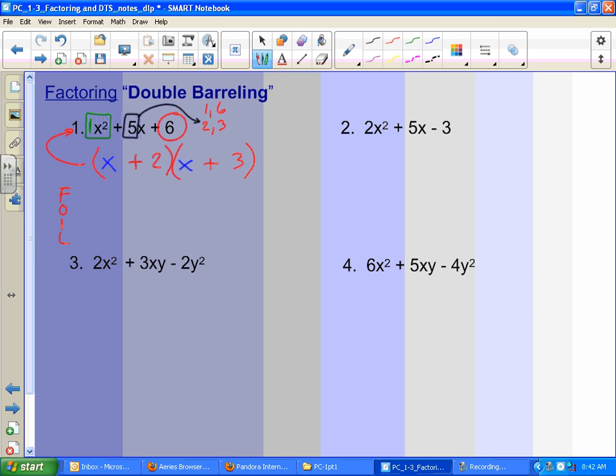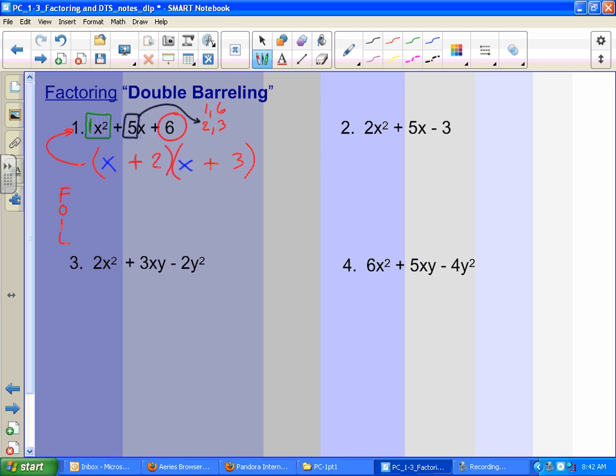If I were to now check it through foiling, I get x times x, x squared, x times 3, 3x, 2 times x, 2x, 3x plus 2x gives me 5x, and then 2 and 3 gives me 6. So that's kind of a reverse FOIL, just using the factors of the first term and the last term, seeing how they work together to produce this middle number.